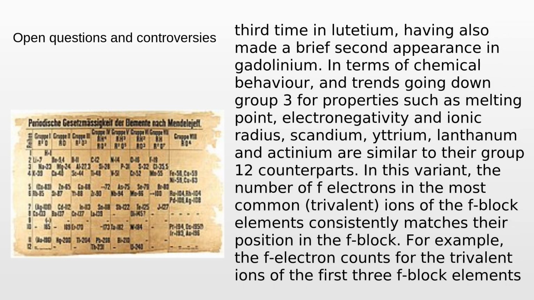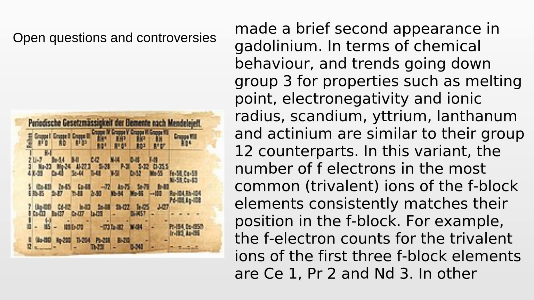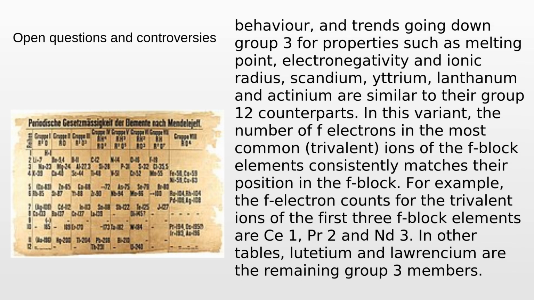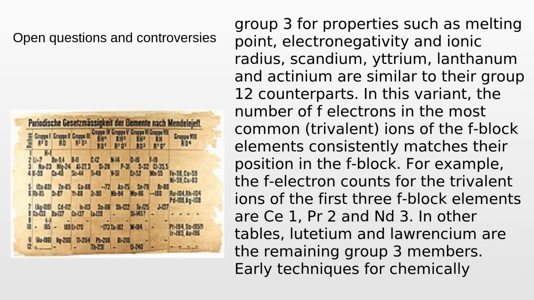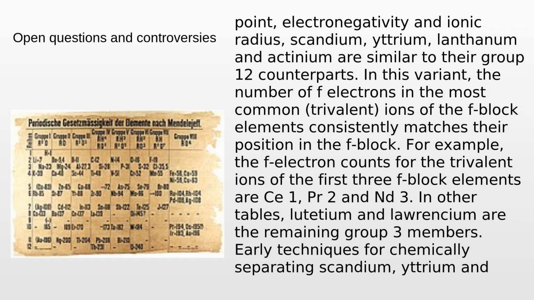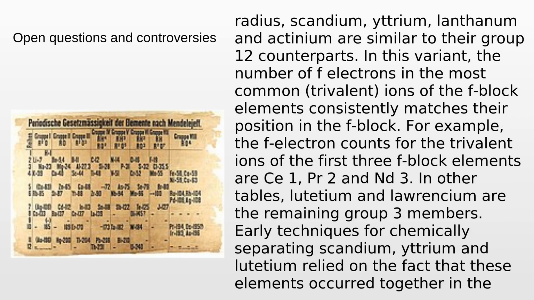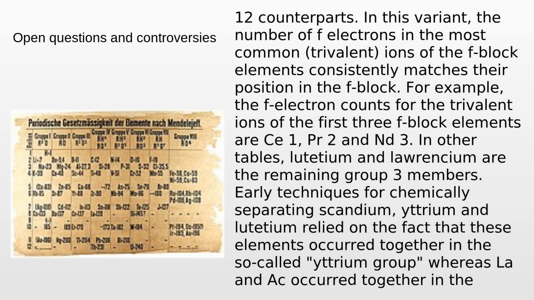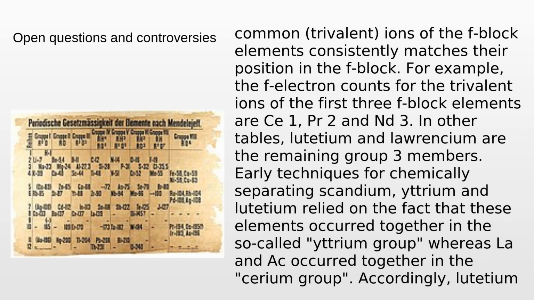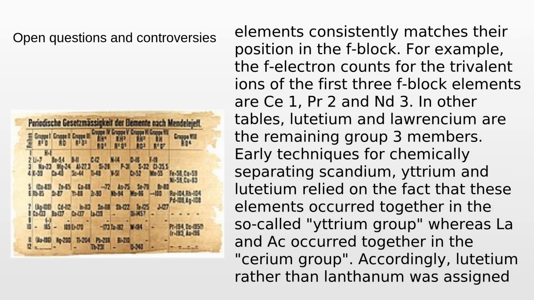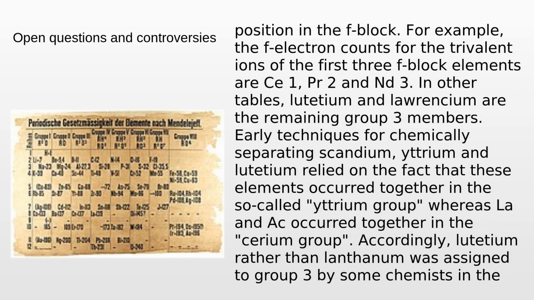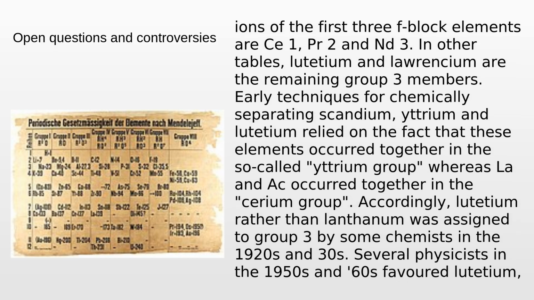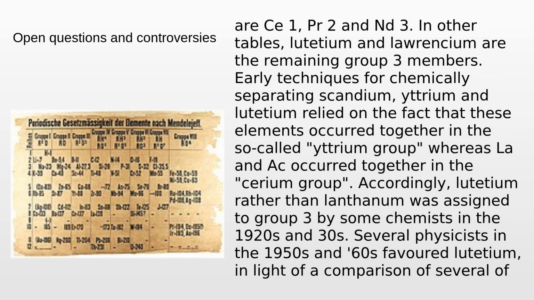In terms of chemical behavior and trends going down Group 3 for properties such as melting point, electronegativity and ionic radius, scandium, yttrium, lanthanum and actinium are similar to their Group 12 counterparts. In this variant, the number of f electrons in the most common trivalent ions of the f-block elements consistently matches their position in the f-block. For example, the f electron counts for the trivalent ions of the first three f-block elements are Ce 1, Pr 2 and Nd 3. In other tables, lutetium and lawrencium are the remaining Group 3 members.